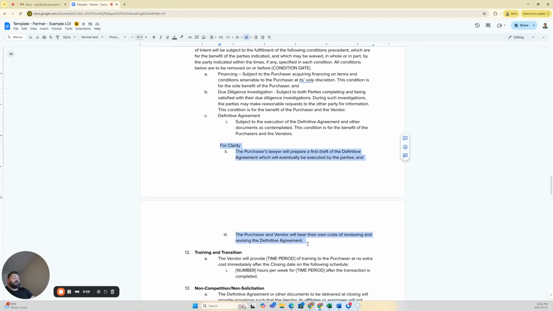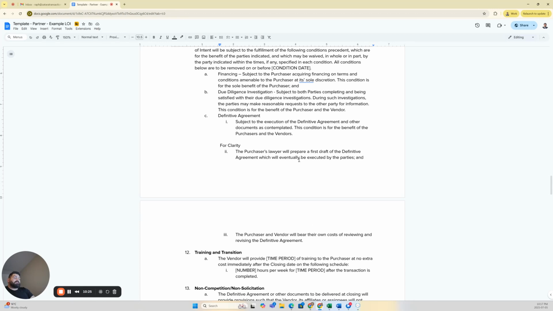And I'm glad that they actually add this in. For clarity, the buyer's lawyer is going to draft the definitive agreement, APA or SPA, whatever, asset purchase agreement or share purchase agreement, and then the seller is going to have his lawyer review it, and that's kind of how these are done.